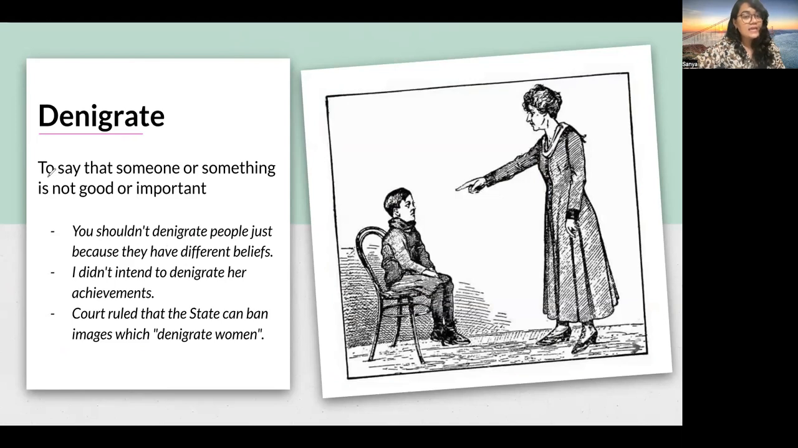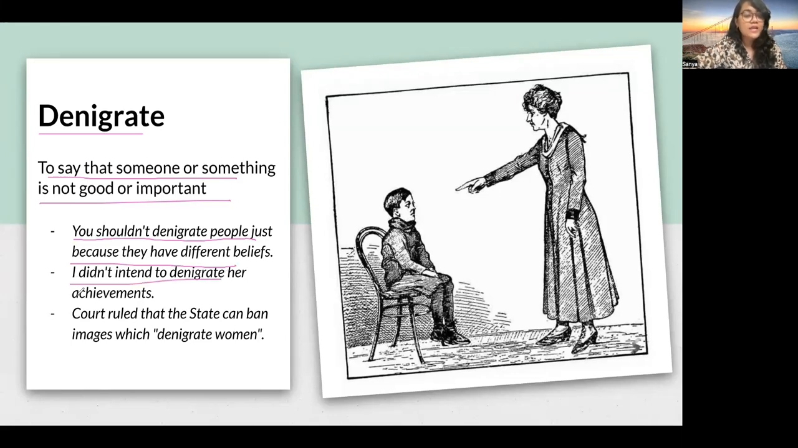Denigrate means to say that someone or something is not good or important, right? You must have met this one type of person in your life who is always telling you that you're not good at something, you're not important in life, right? So that means they are denigrating you, right? You shouldn't denigrate people just because they have different beliefs. If you don't understand someone's beliefs, you're not supposed to tell them that you're not a good person or you're not important in this world, right?